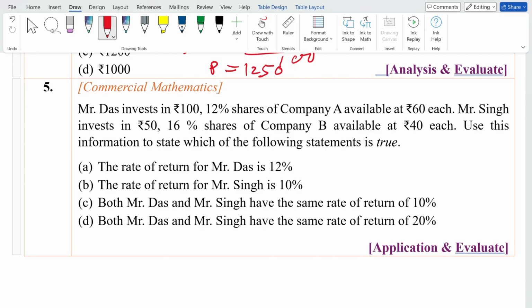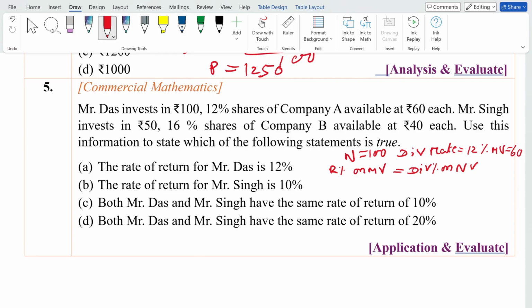So, NB equal to 100 given and dividend rate equal to 12%. Now here NB is 100, dividend rate equal to 12%, MB equal to 60. Return percentage on MP equals dividend percentage on NP.